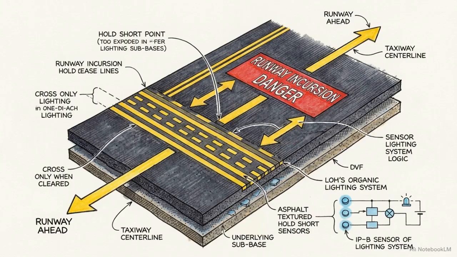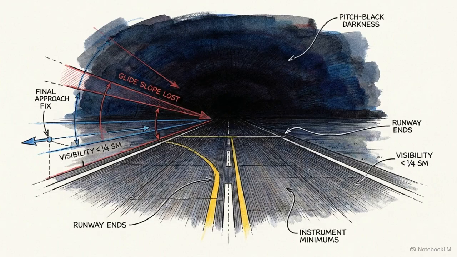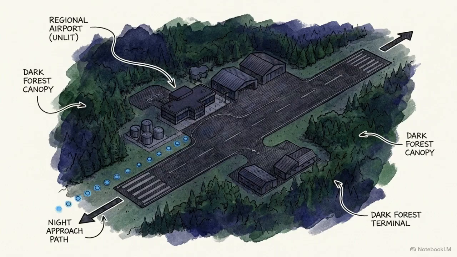These geometric patterns form a passive, standardized barrier. They require no electricity and no radio calls, yet they dictate the physical flow of multi-million-dollar machines to prevent catastrophic runway incursions. When the sun sets or heavy fog rolls in, ground paint becomes useless. The airport must switch to an illuminated spatial matrix.